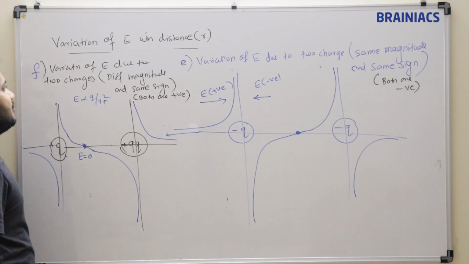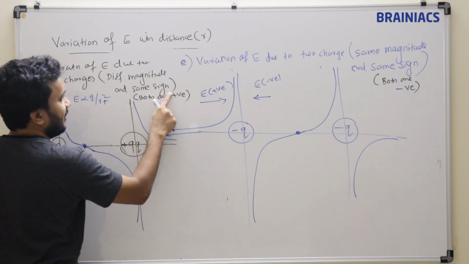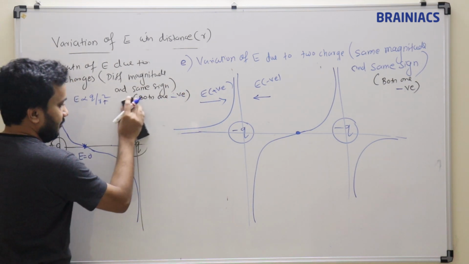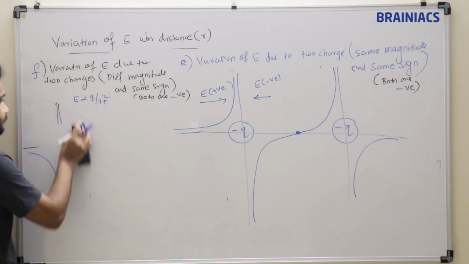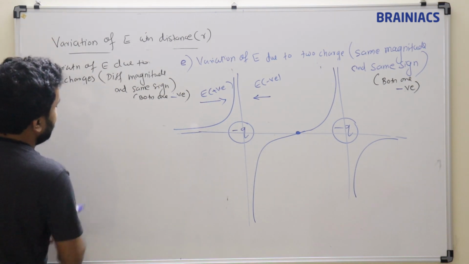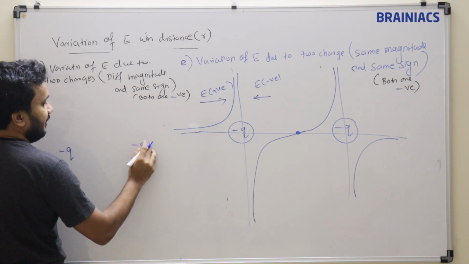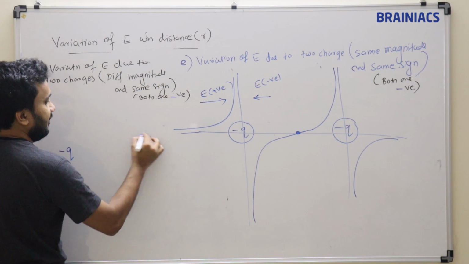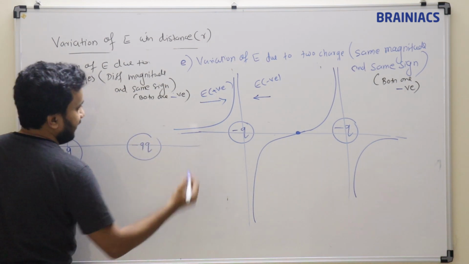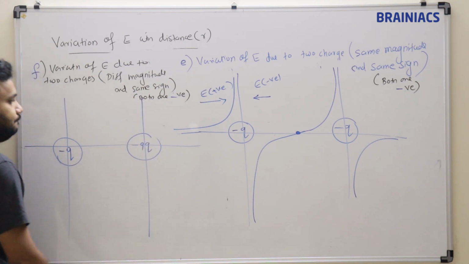F: variation of electric field due to two charges of different magnitude, same sign, both negative charges. So we'll remove this graph and we'll draw. You can also try; you don't have to wait until I am trying. So minus q will be here, minus 9q will be here. Both are negative charges.